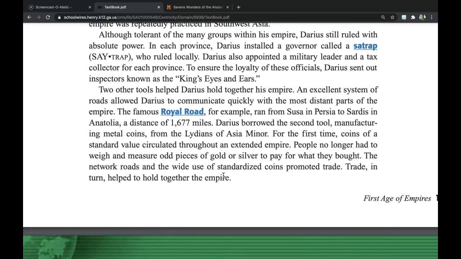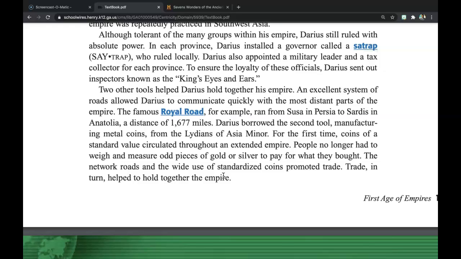Although tolerant of many groups within his empire, Darius still ruled with absolute power. In each province, Darius installed a governor called a satrap, who ruled locally. Darius also appointed a military leader and a tax collector for each province. To ensure the loyalty of these officials, Darius sent out inspectors known as the king's eyes and ears.